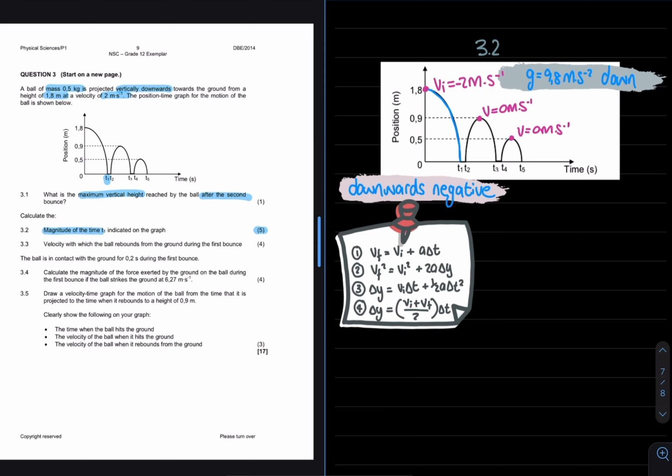From our equations of motion, we can see that we have enough information to make use of equation 3. We have the change in position, the initial velocity, we are looking for the time delta t, and we have the acceleration. The only problem with equation 3 is that it is a quadratic formula which could take a bit longer to solve. I would therefore rather make use of equation 2 to calculate the final velocity with which the ball hits the ground, and thereafter calculate the time using equation 1.